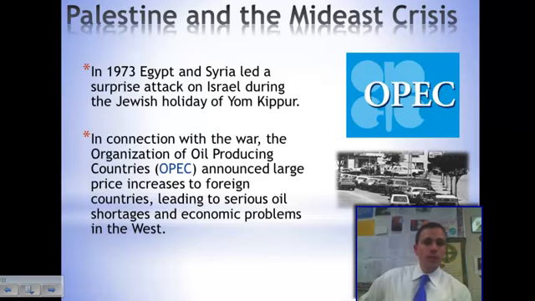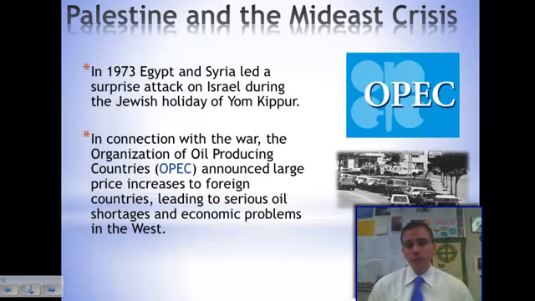In 1973, Egypt and Syria led a surprise attack on Israel during the Jewish holiday of Yom Kippur. At first, it worked. Israel was on the defensive; they were being pushed back, but once they got their feet under them, they were victorious again. They had superior weaponry and military, partly backed by the United States and Western powers.